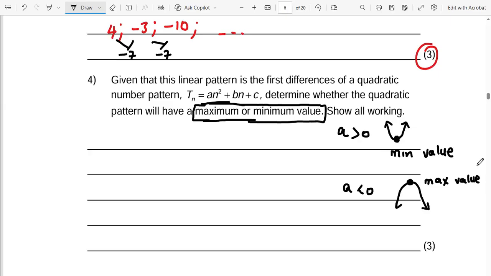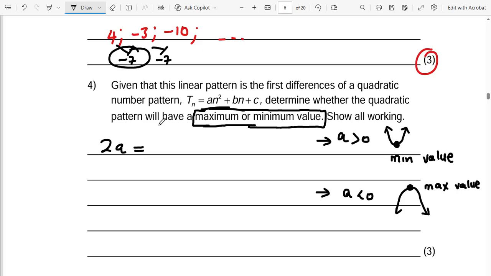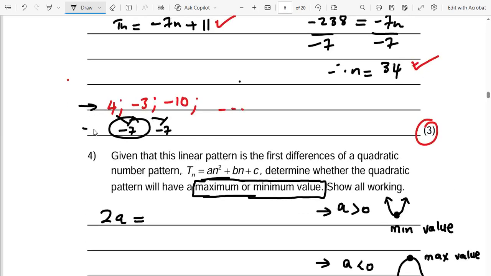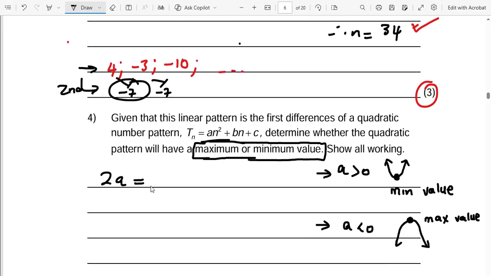Ladies and gents, so now you understand what the question is saying. Find the value of a, and then you conclude if this is a minimum or maximum. It depends on whether a is less than 0 or greater than 0. This is easy. How do we find a? 2a is equal to the second constant difference, because if this is the first difference, this will be the second constant difference. So 2a will be equal to -7. Then you solve for a, which is -7/2.